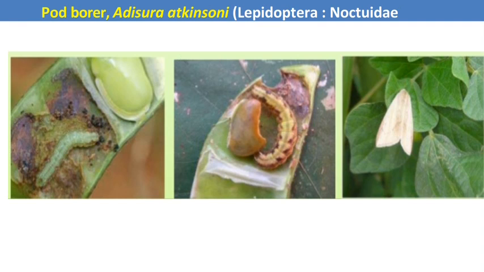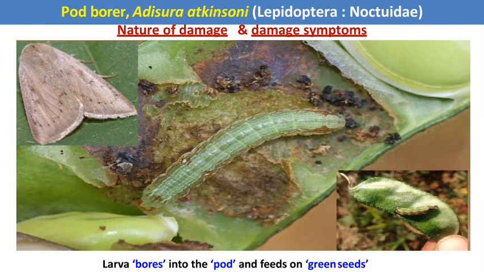Hence, the adult is a moth. The female moth lays its eggs on the plant parts, and after hatching from the eggs, the caterpillar emerges, and the caterpillar is the damaging stage of the pod borer.